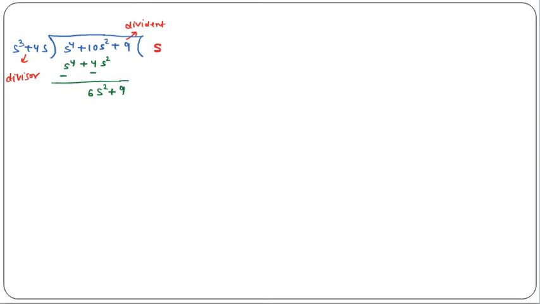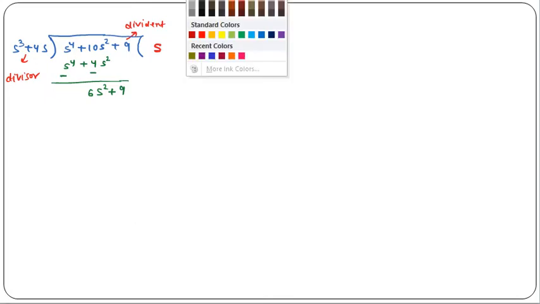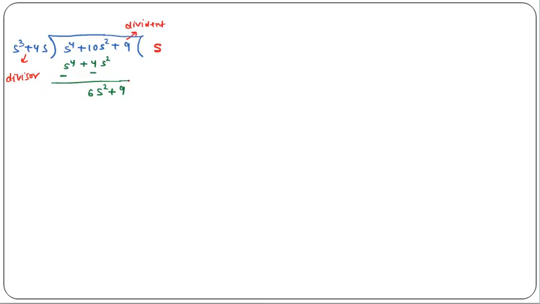So now this divisor will become the dividend, okay, let me choose another pen. So now this divisor will become the dividend and it will come here, that is it will become s cube plus 4 into s, okay. Now we will continue this division again. So now we will divide this s cube by 6s square, so this will give s by 6, okay.